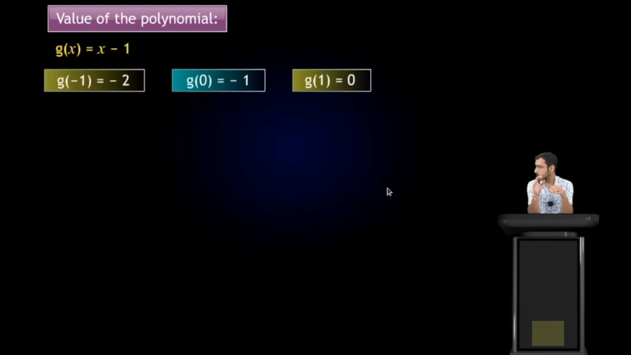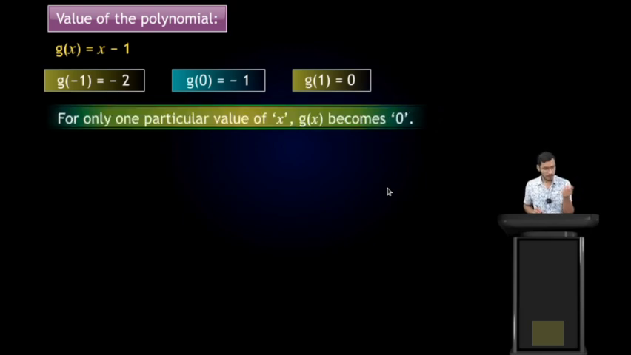You can see all three situations here. When we substitute minus 1, we get minus 2. When we substitute 0, the answer is minus 1. And when we substitute 1, the answer is 0. So for only one particular value of x, g(x) becomes 0. When x equal to 1, the value is 0. That means for only one particular value of x, g(x) becomes 0.